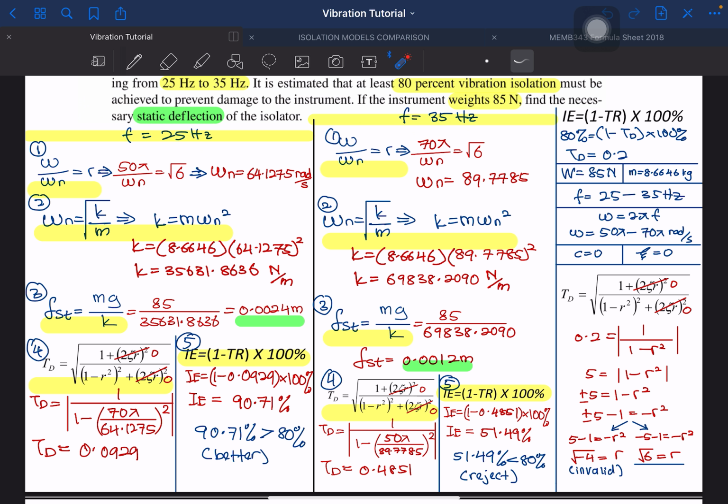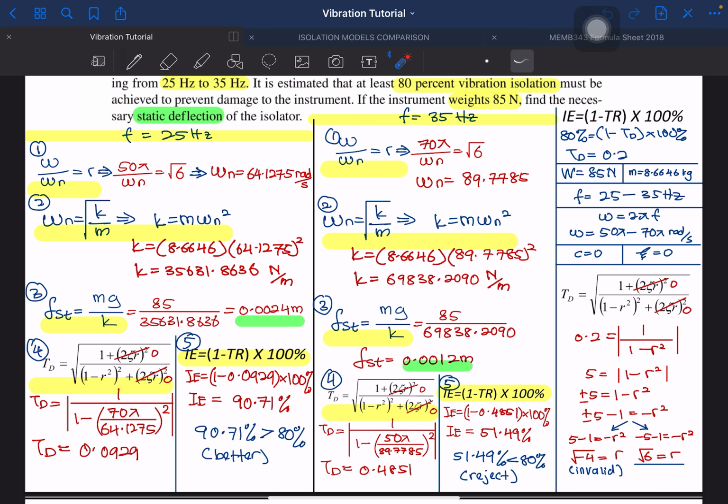Since we already have our r, we know that r equals omega over omega n. Basically it is the same step for both, so I'm just going to show both at the same time. Our omega is 50 pi and 70 pi, so I substitute 50 pi and 70 pi over omega n, equals r, which is the r we got on the right side of the PDF.